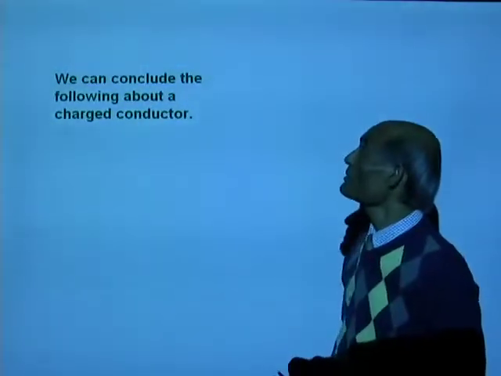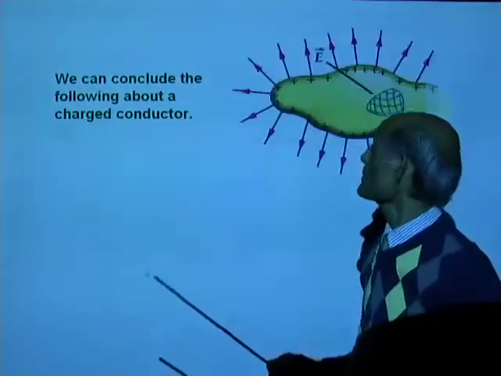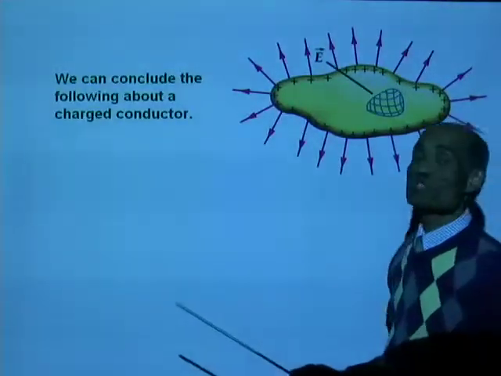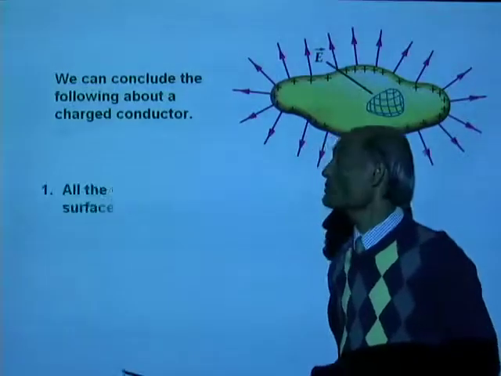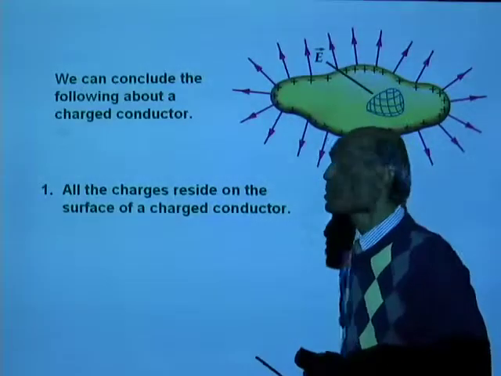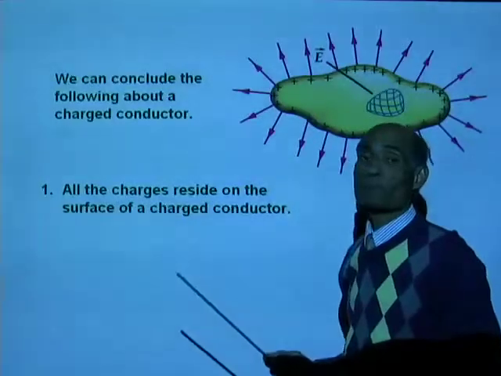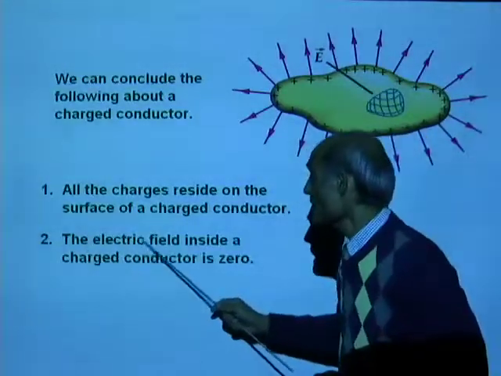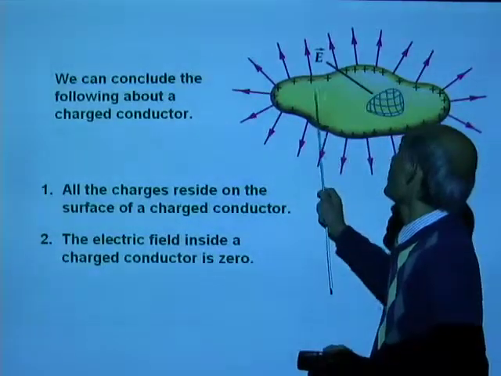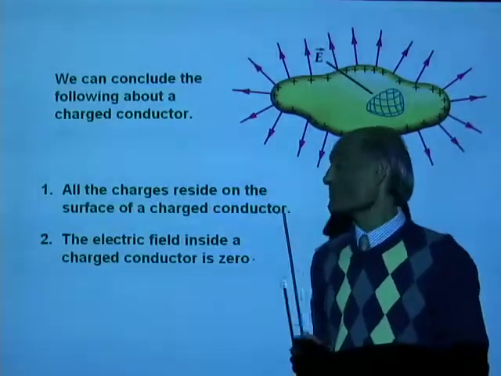So we can conclude the following about a charged conductor. Very important conclusions. Now this is a charged conducting object. What are the conclusions about a charged conducting object? 1. All the charges on a charged conducting object will reside on its surface. Second, the electric field inside a charged conductor is zero. There will be no electric field inside a charged conductor.